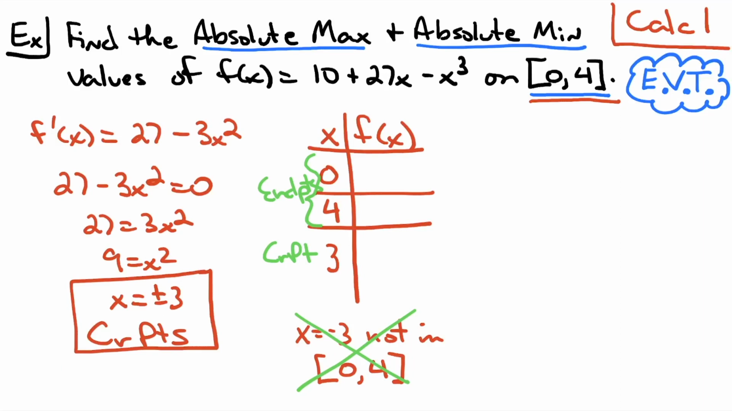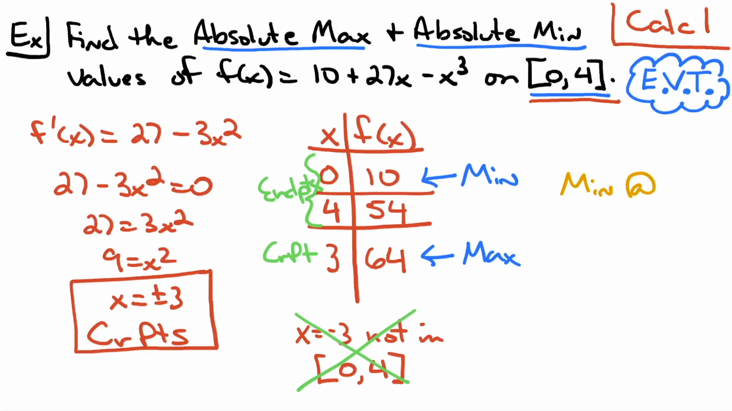Then after I calculate these, I will plug them into my f of x function. When I plug in 0, I'm going to get a 10. When I plug in 4, I'm going to get a 54. And when I plug in 3, I'm going to get a 64. Now from here, I can see that I'm going to have a minimum value at that (0, 10), and I'm going to have a maximum value at the (3, 64). Let's summarize that and write that as a final answer here. I'm going to have a minimum at the ordered pair (0, 10). I'm going to have a maximum at the ordered pair (3, 64).